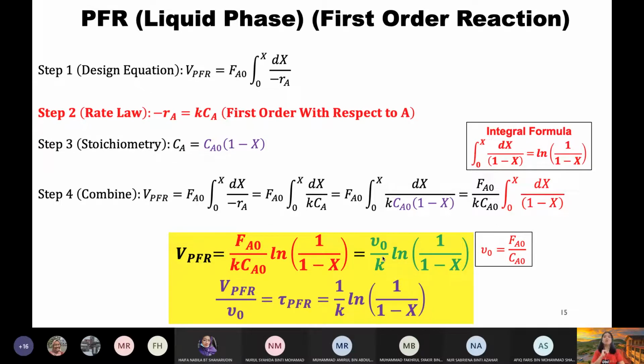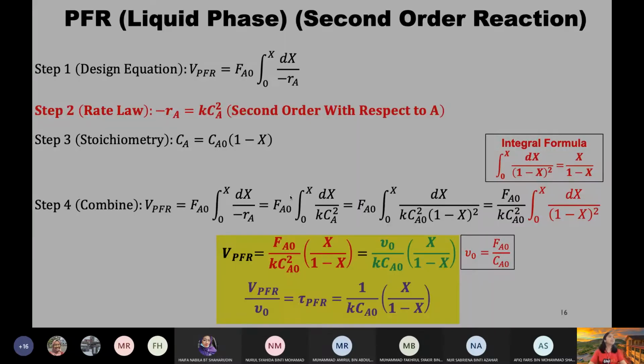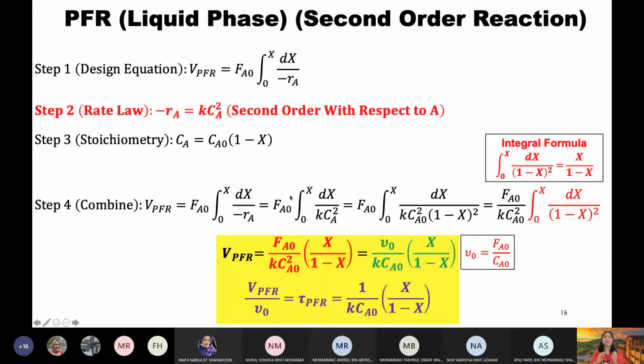So, done on liquid phase. Okay, liquid phase first order. So, tengok first order liquid phase kamu dah belajar 3 kan? Okay, we go to the next one. Okay, next one is second order pula. Okay, so sekarang tadi kita buat PFR, liquid phase, first order. Now, I teach you for PFR, still liquid phase tapi sekarang dah second order reaction.